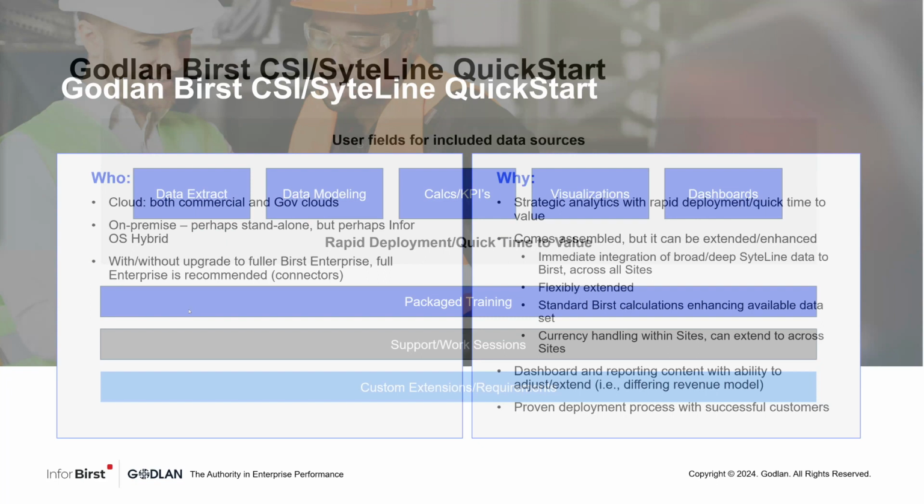So we like to say that it comes assembled, but it can be extended or enhanced, and you get immediate integration to a broad set of SyteLine data. It can be flexibly extended. We're offering standard calculations to enhance it, things like on-time delivery, early or late, bucketing of accounts receivable, accounts payable. Those are examples of certain calculations. And then we make sure to do currency handling, certainly within sites. And if we've got multiple site deployments, we will handle currency across sites with an agreed-to methodology depending on the needs of the customer.